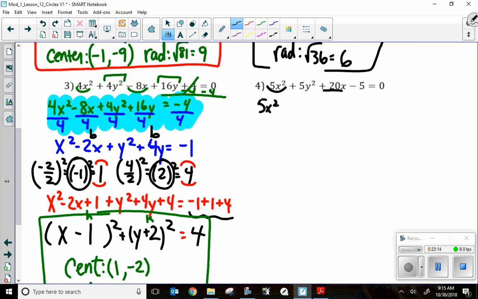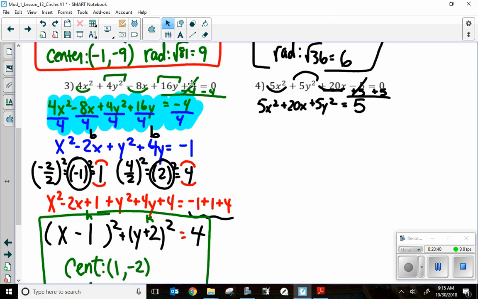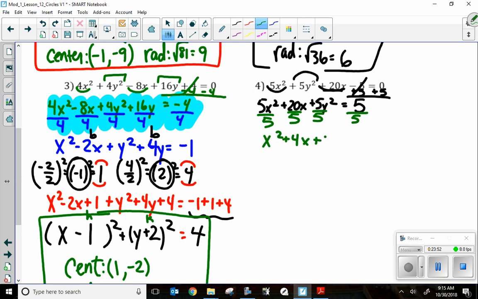5x squared plus 20x plus 5y squared. I don't see another y, and that's fine. Okay, now I add 5 to both sides, equals 5. All right, don't freak out, we're okay. Let me explain to you how we're okay. First of all, I'm going to divide everything by 5. And I've got x squared plus 4x plus y squared equals 1.